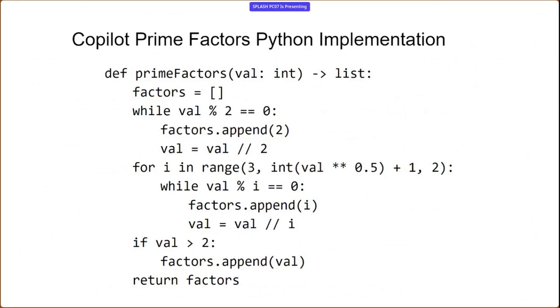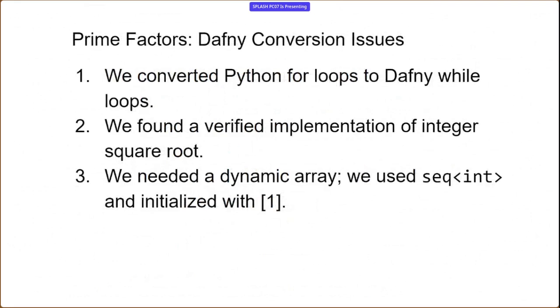So yeah, I was talking last night, and it actually does do the thing where it goes to the square root. And it's actually kind of hard. We found an external implementation of square root, which was implemented and verified in Dafny, so we used that as a black box. Then the Python loops. We also needed a dynamic array, which Dafny doesn't have, so we used a sequence of integers that can't be empty, and we initialized the multiplicative unit.